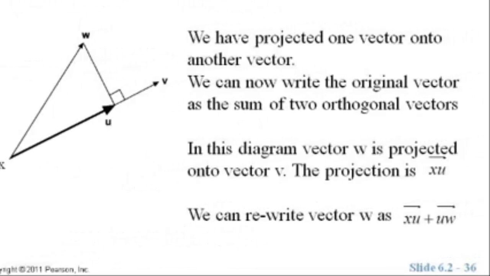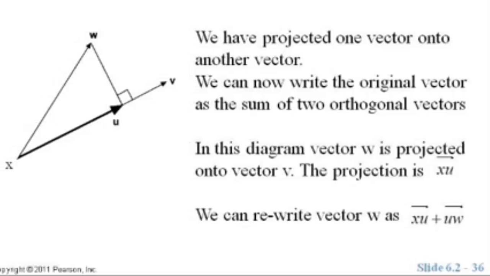We can take this information one step further. We have projected one vector onto another vector. We can now write the original vector as the sum of two orthogonal vectors. In this diagram, vector w is projected onto vector v. The projection is vector xu. We can rewrite vector w as xu plus uw.